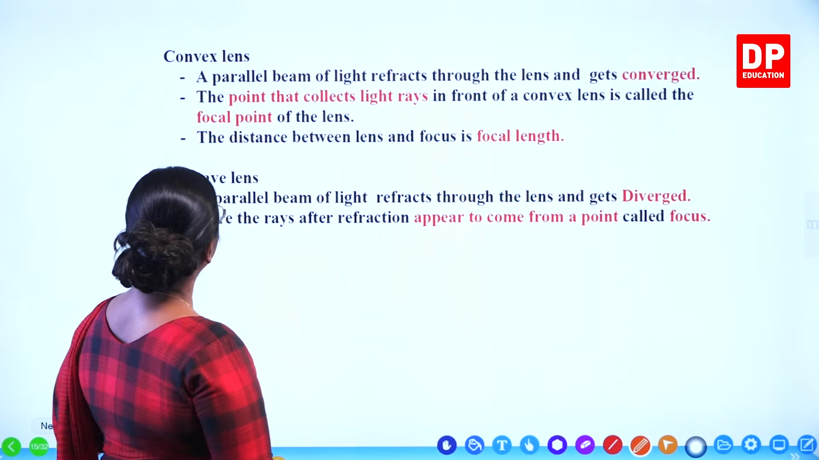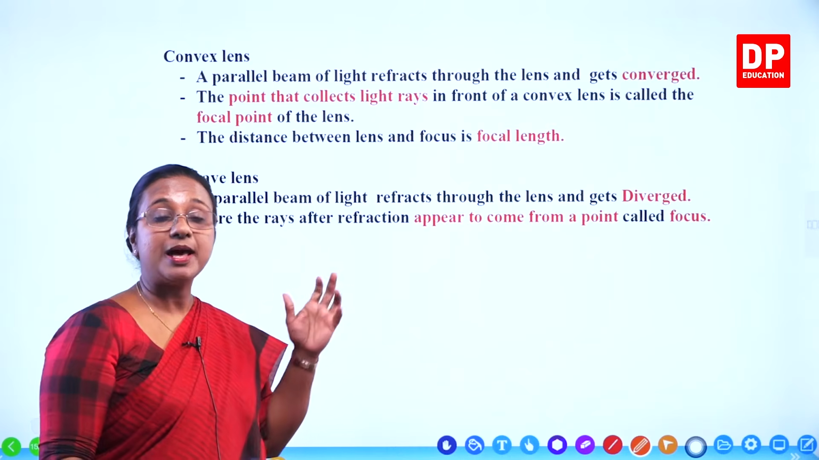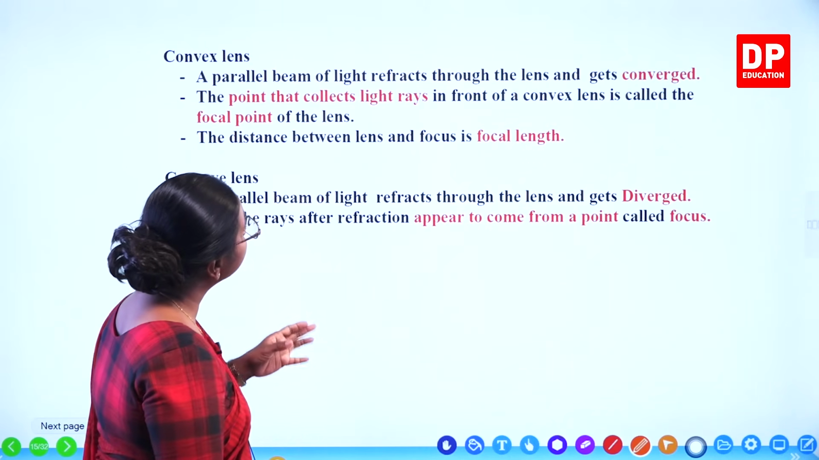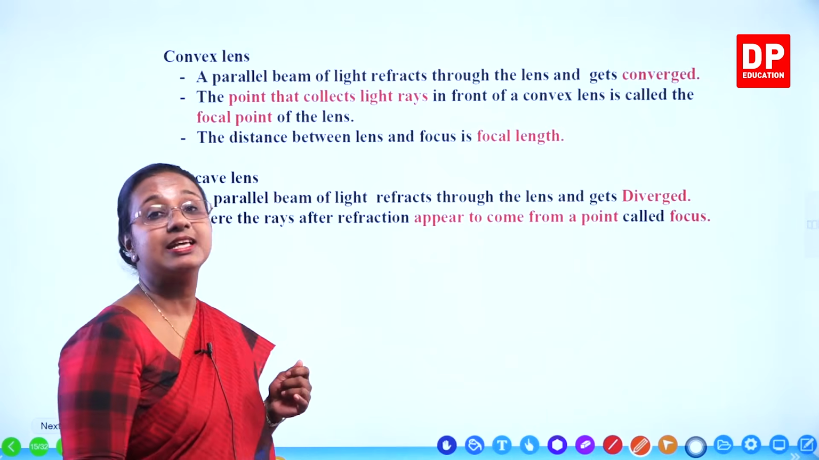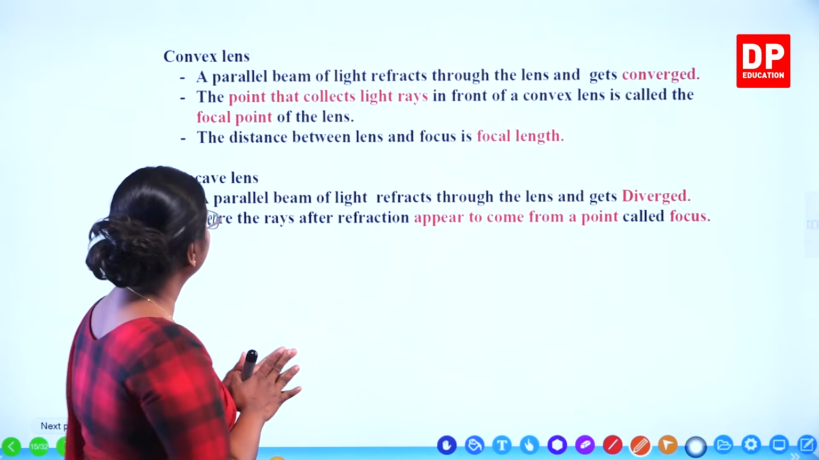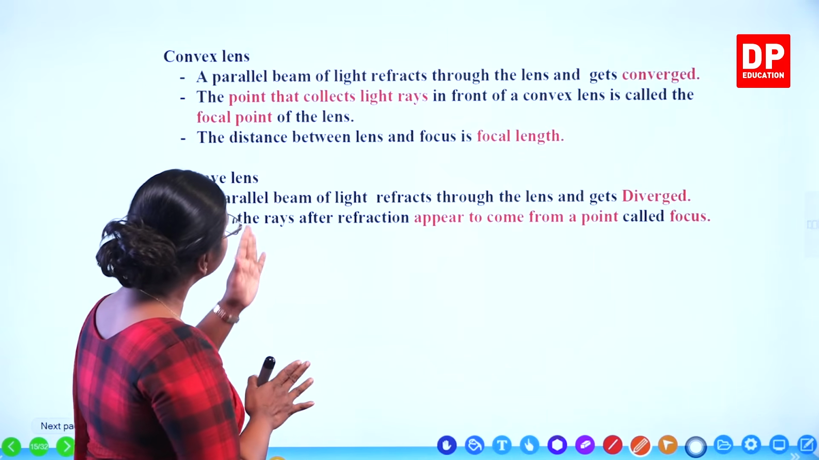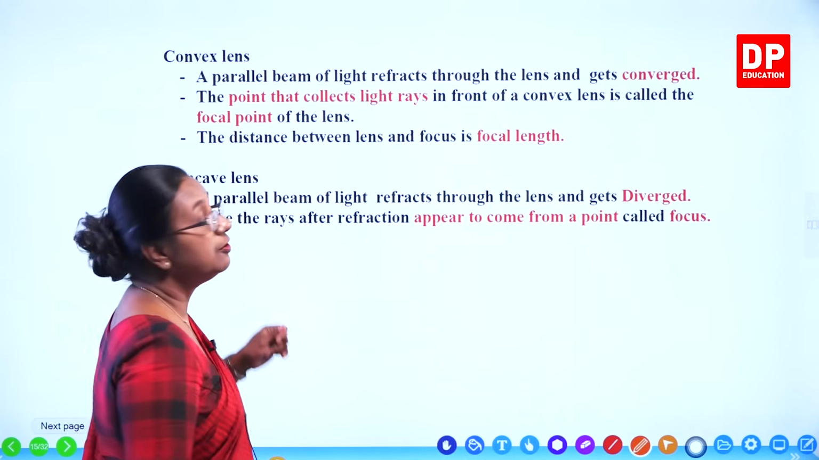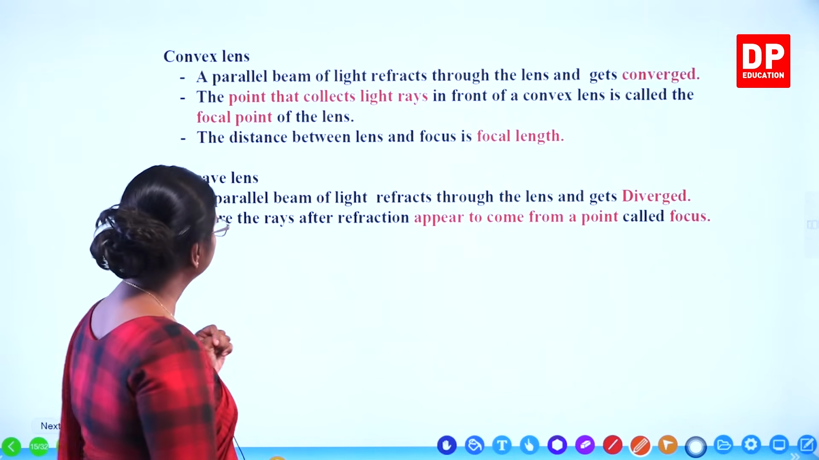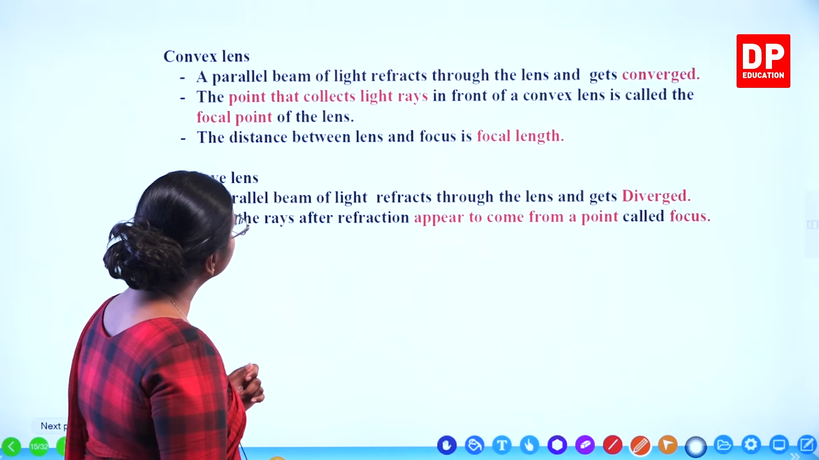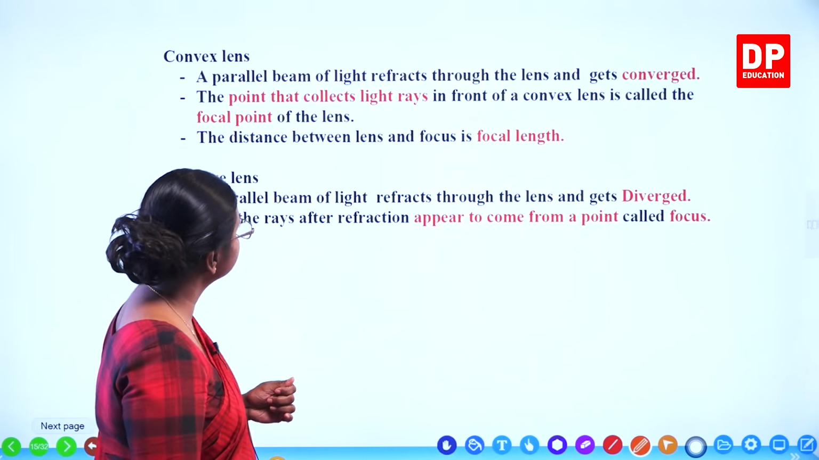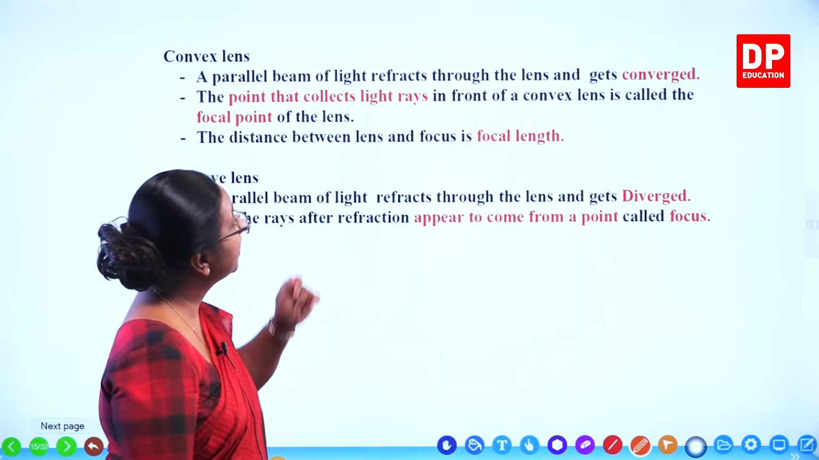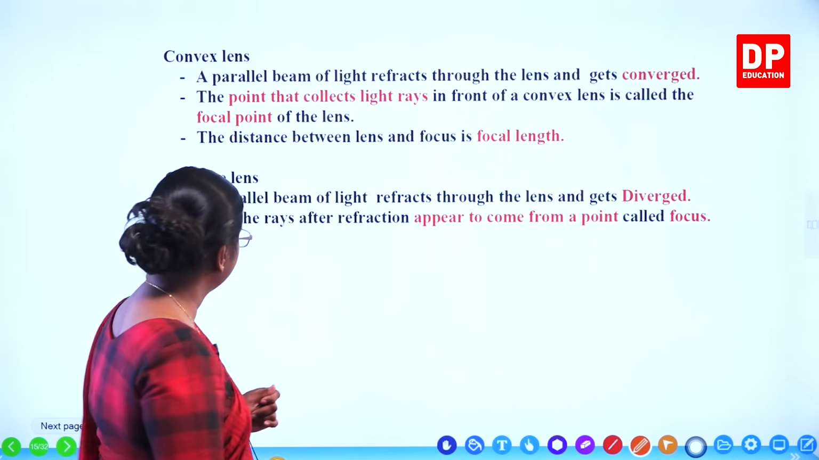A convex lens. So when we pass a parallel beam through a convex lens, a parallel beam of light refracts through the lens and gets converged. So that I explained to you all. The point that collects the light rays in front of a convex lens is called the focal point. You were able to observe that. And the distance between the lens and the focus or the focal point, it's the same thing, is known as the focal length.